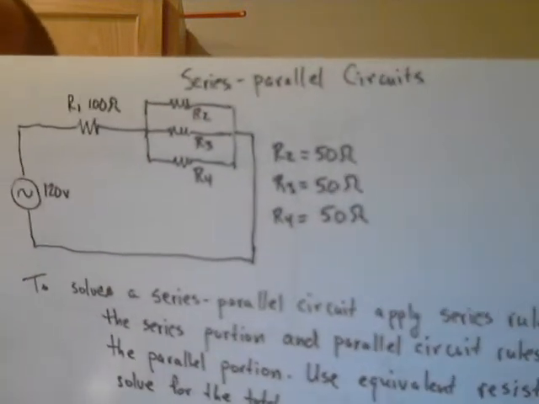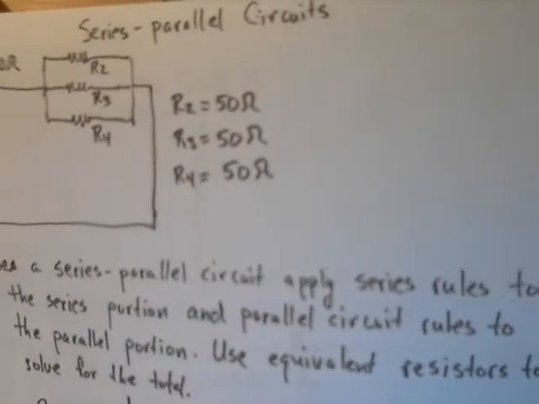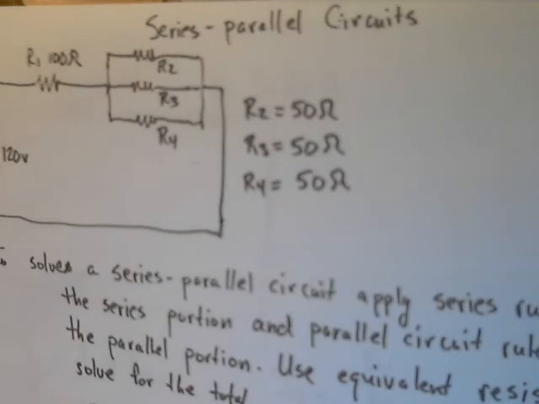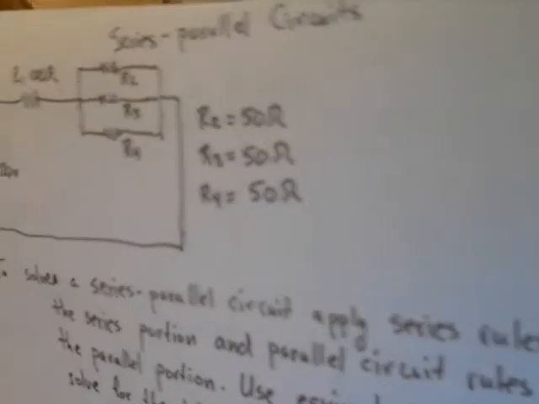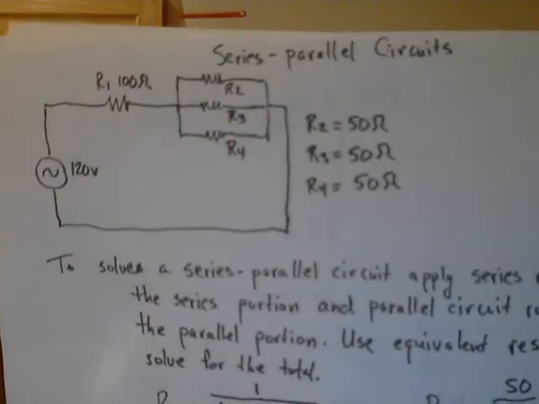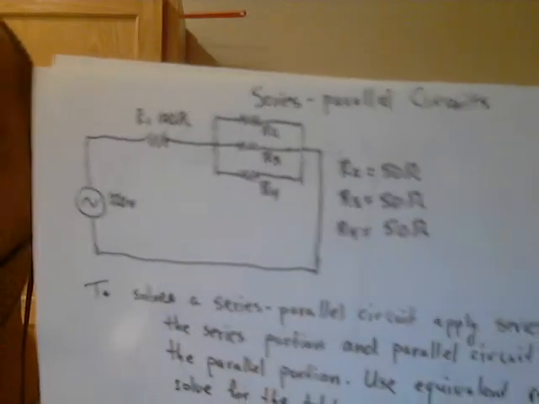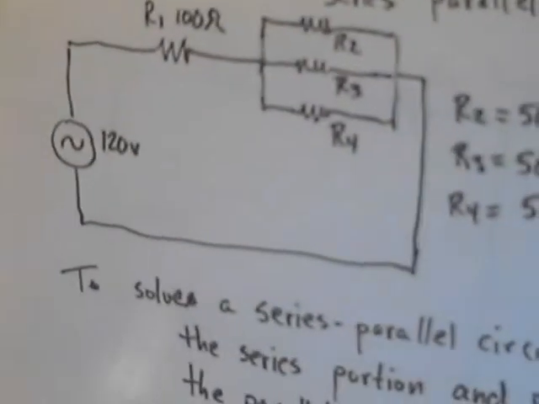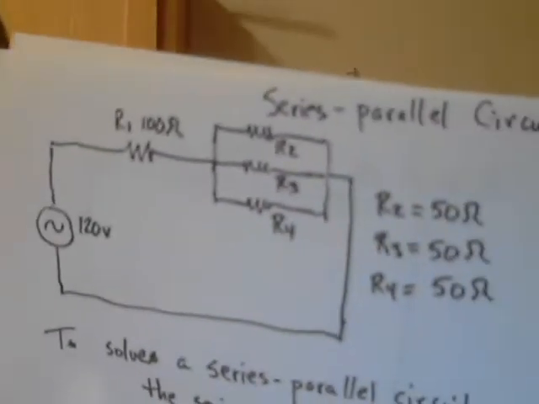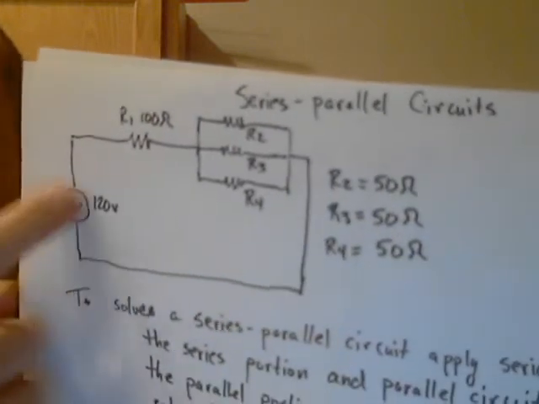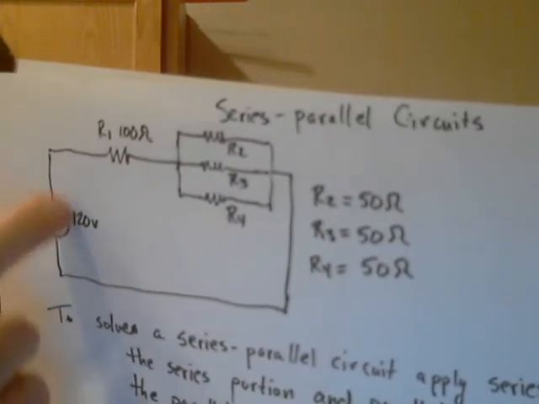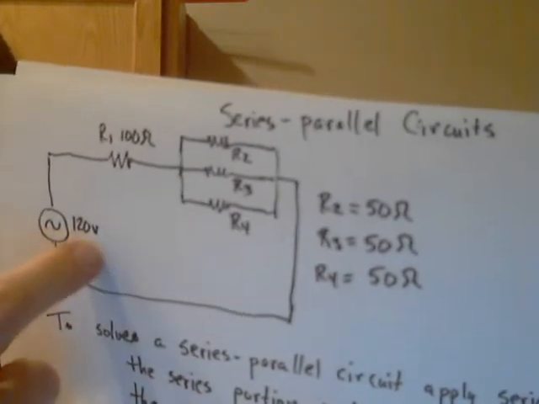Now, to solve a series parallel circuit, I'm going to apply the series rules to the series portion of the circuit and the parallel circuit rules to the parallel portion, and I may have to use equivalent resistors to simplify the circuit to solve for the total resistance. What values do we know in this circuit? We know almost everything, but we do not know the total current flow through the circuit. We want to find that out. We also want to find out what the total resistance is. So we're going to have to do a little bit of math here, although it's not too painful. We know the source voltage, or electrical pressure. We have a difference of potential of 120 volts.